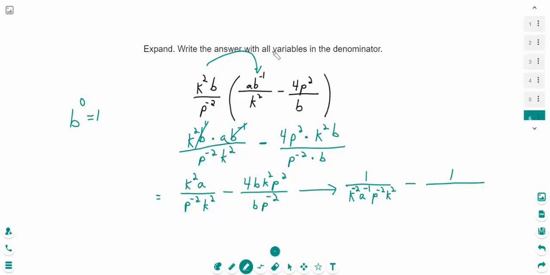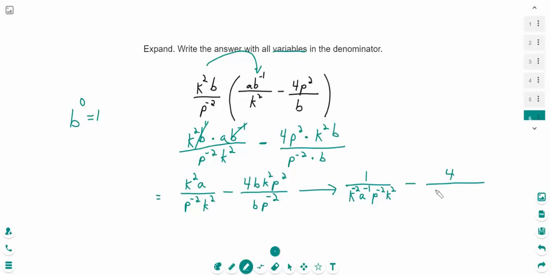So up here they said all variables in the denominator. 4 is not a variable. 4 is a coefficient, right? So the 4, we're going to actually leave that in the numerator. So in this case, it won't be a 1, it'll be a 4 that we'll leave in the numerator because that's what we have over here. He's not a variable. So we leave him there, but everything else is going to go down to the denominator.